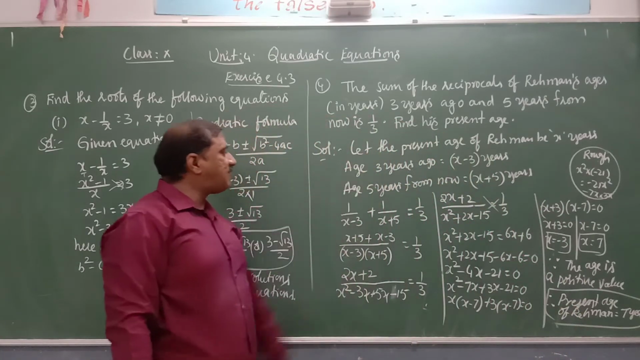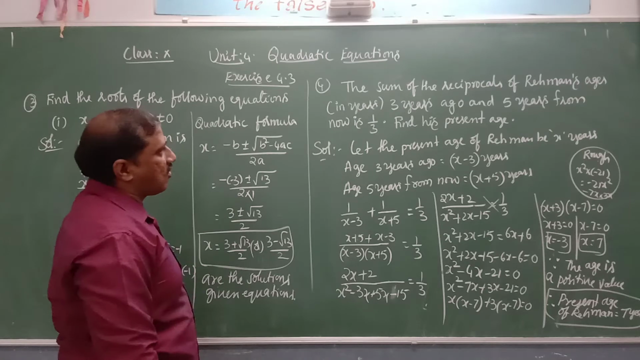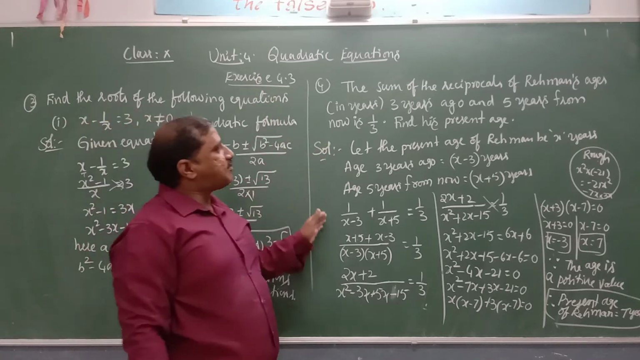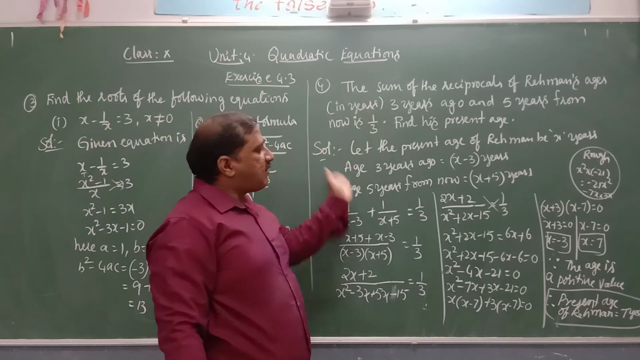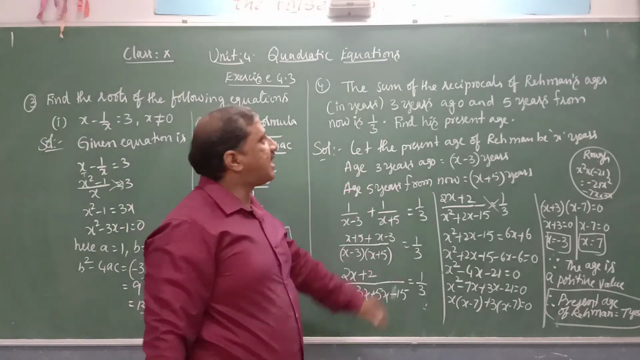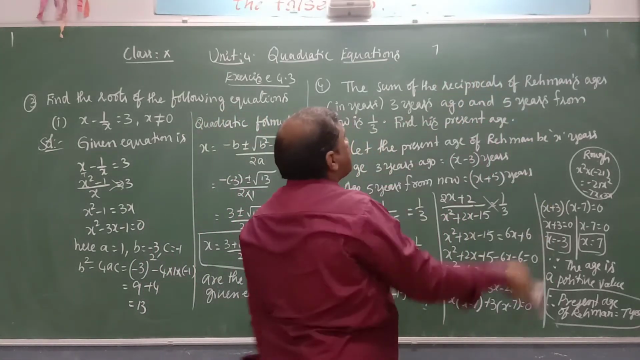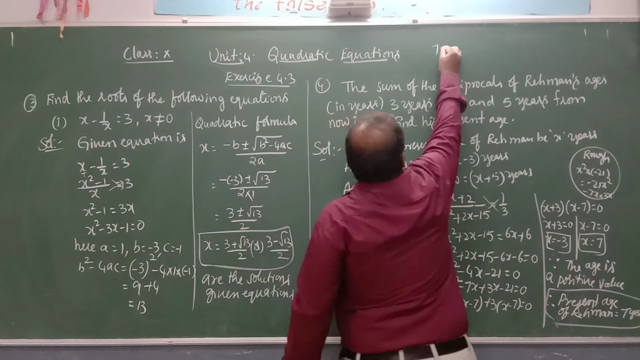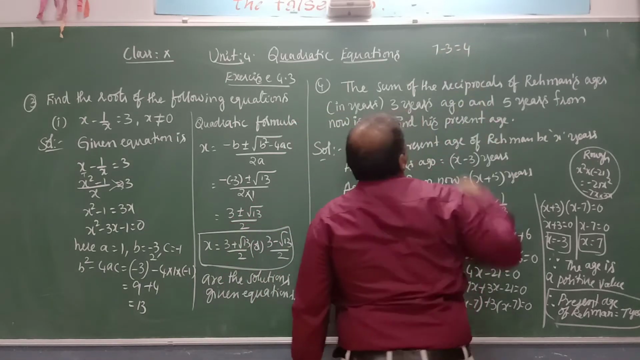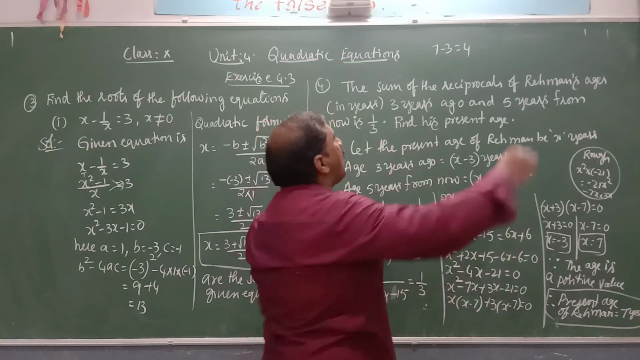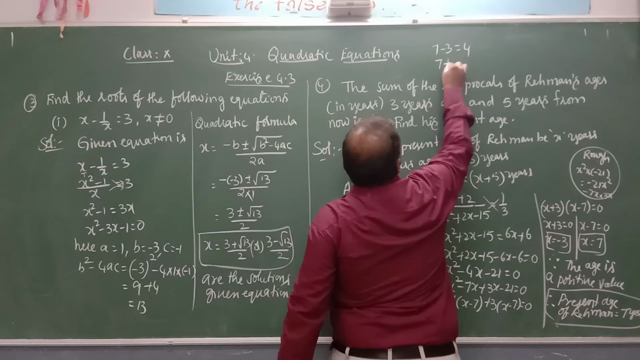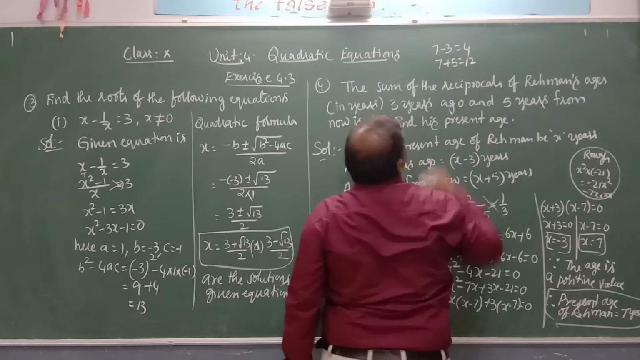You can cross verify whether it is right or wrong. So 7 years is his present age. 3 years before, what is his age? 7 minus 3 is 4. 3 years ago means 7 minus 3, that is 4. 5 years later, how much is it? 7 plus 5 is equal to 12.